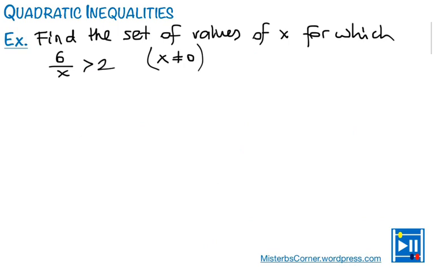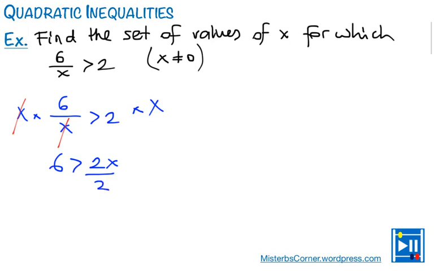Now, this example is interesting because at first instance, when you look at the inequality, you just think that, fine, we have this x in the denominator, so if I multiply both sides by x, I can cancel these out. I'm going to have 6 greater than 2x. That's not a quadratic inequality, so I can solve this. I can say, this is over 2 over 2, so basically x will be less than 3, and that's the solution set.